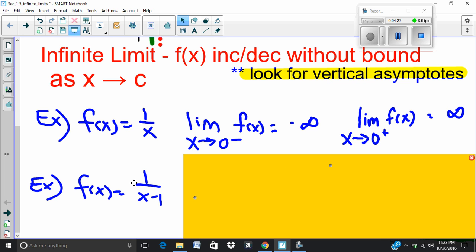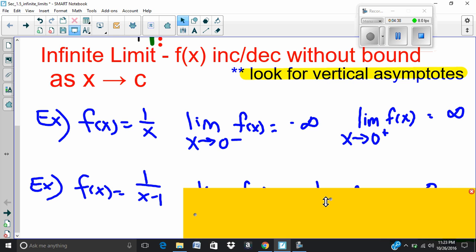Very similar to that, if we were to take a look at the function 1 over x minus 1, where's that vertical asymptote going to be? It's going to be at 1, because if I put 1 in for x, my denominator is going to equal 0, and that's not good.